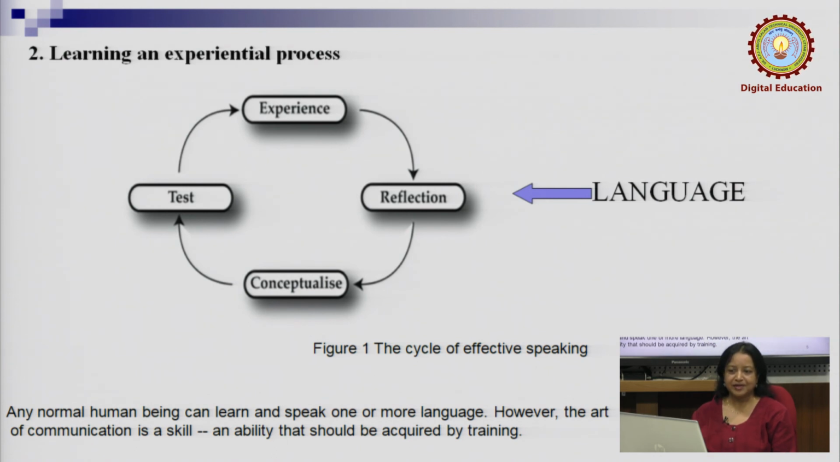First is experience, second is reflection, third is conceptualize, and fourth is text. All the four points are connected to language. Language helps in stirring up in our minds the desired ideas, context, and the right mode of delivery.